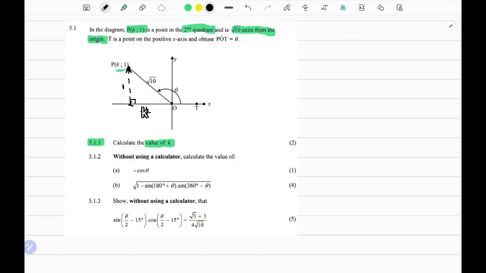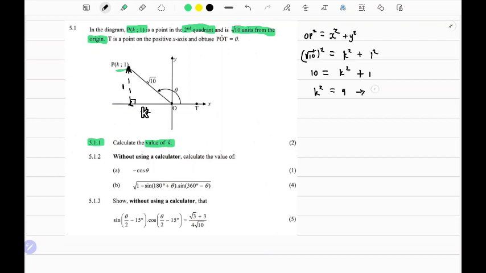We can say that the square of the hypotenuse, which is OP squared, is equal to x squared plus y squared. So OP squared, root 10 squared, is equal to x squared, which is k squared, plus y squared, which is 1 squared. So square cancels square root, so we have 10 equals k squared plus 1, so k squared is equal to 10 minus 1, which is 9.